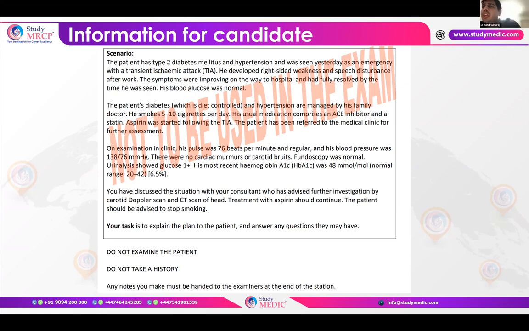Is that right, Mr. Dev? Yes, doctor. Yesterday I was at work and I was just finishing work. I was talking to my friend, and suddenly I was not able to speak anything. And I noticed that the right side, my arm, was not moving that well. So immediately my friend drove me to the hospital emergency.